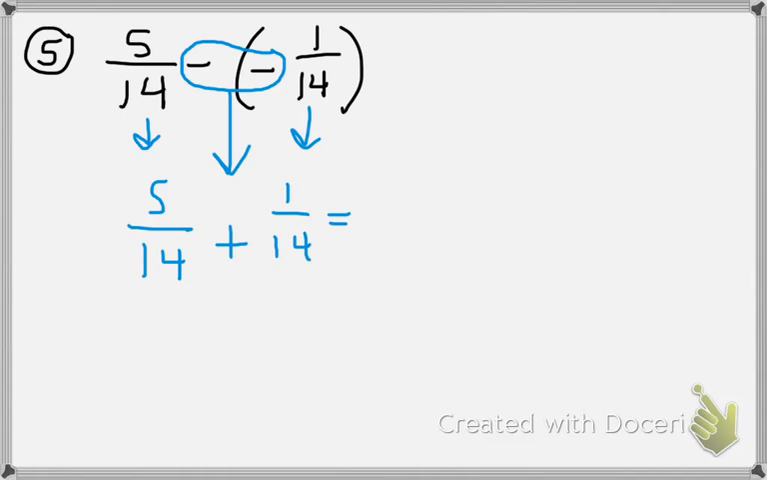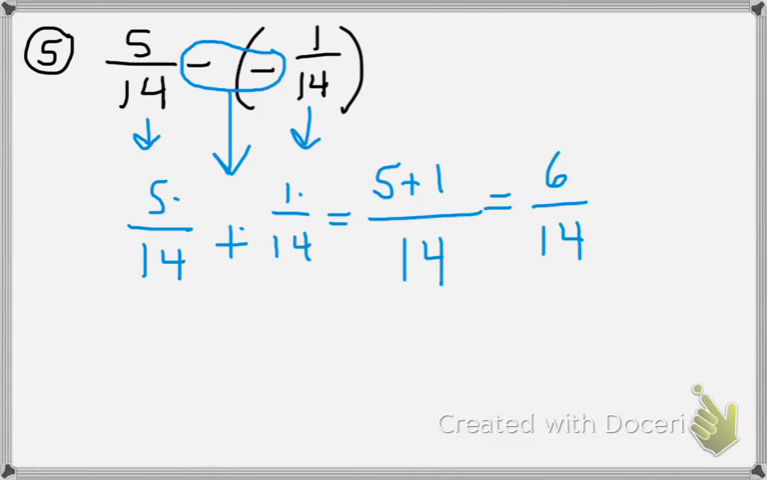They have the same denominator, which is 14, so we keep that. We rewrite the numerator. So we have 5 plus 1, which is 6 over 14. Can we simplify that? Yes, by 2. 6 divided by 2 is 3, and 14 divided by 2 is 7. That cannot be simplified, so your answer is 3/7.